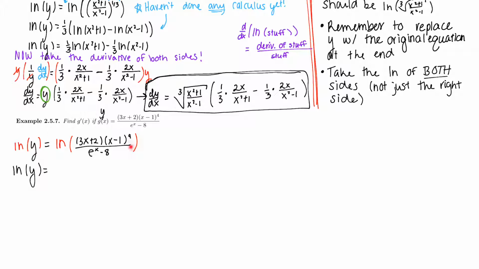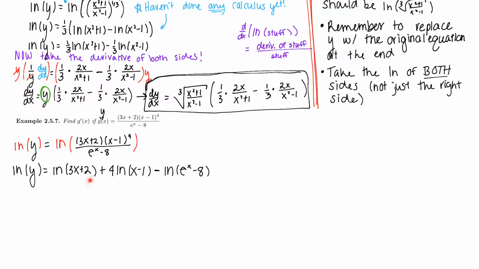So the way this is going to work when we expand this, it's going to be positive ln of this plus 4, because the exponent will come down, ln of x minus 1, because this guy's in the numerator, and then it will be minus ln of e to the x minus 8 because he's in the denominator. So it'll be a minus in front of him because he's in the denominator. So you have ln of 3x plus 2 plus, bring the exponent down, 4 ln of x minus 1, and then minus ln of e to the x minus 8.